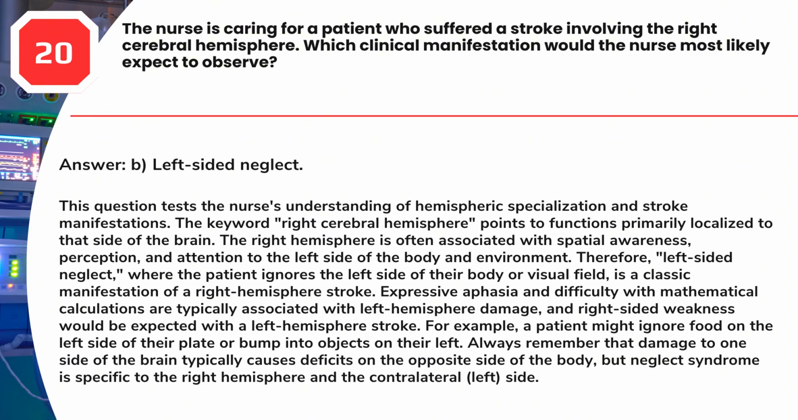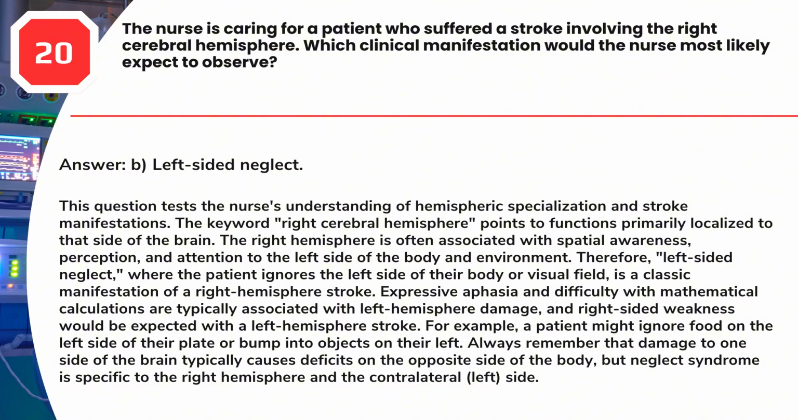Answer B. Left-sided neglect. This question tests the nurse's understanding of hemispheric specialization and stroke manifestations. The keyword right cerebral hemisphere points to functions primarily localized to that side of the brain. The right hemisphere is often associated with spatial awareness, perception, and attention to the left side of the body and environment. Therefore, left-sided neglect, where the patient ignores the left side of their body or visual field, is a classic manifestation of a right hemisphere stroke.